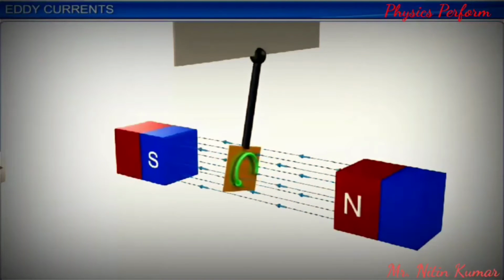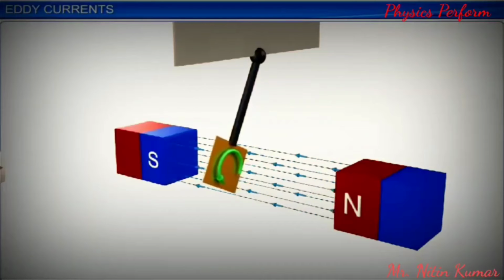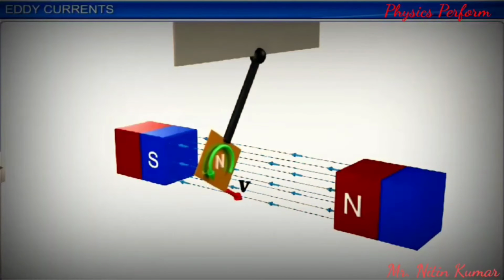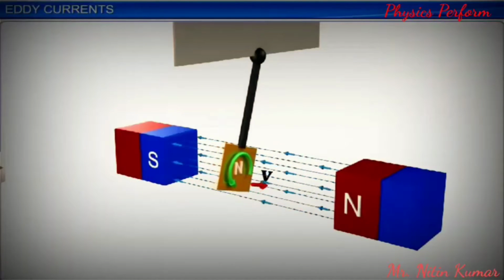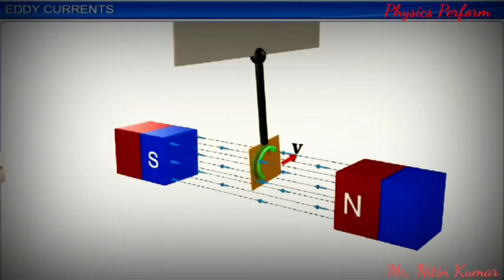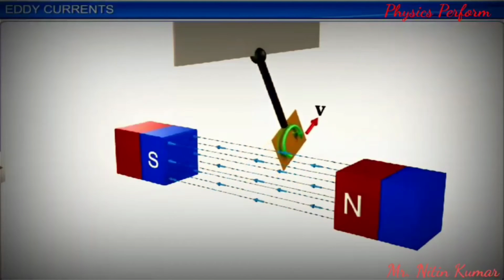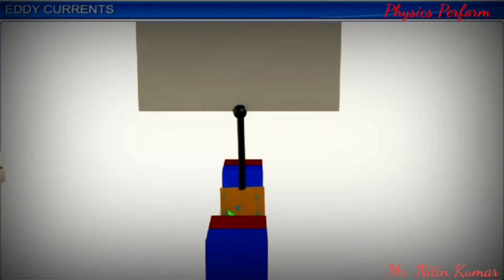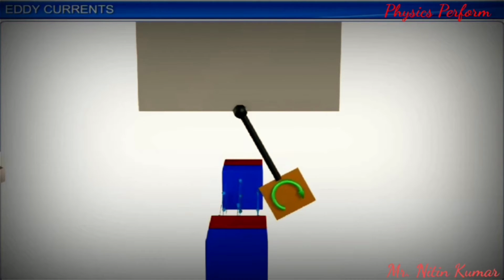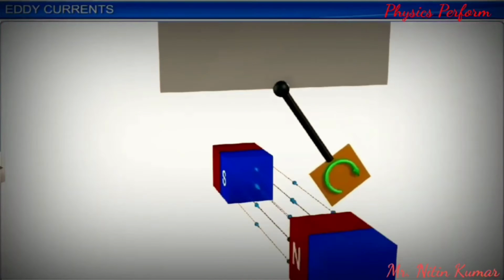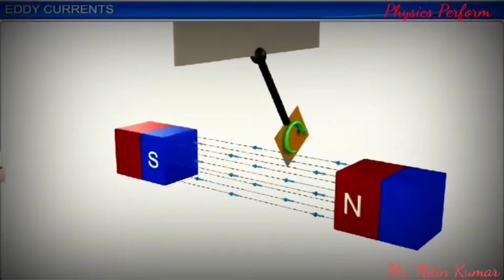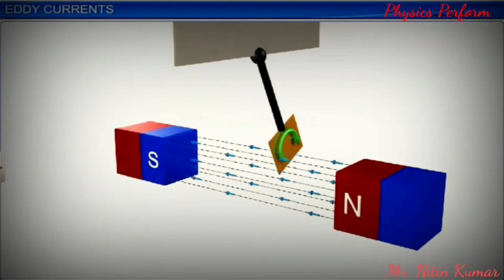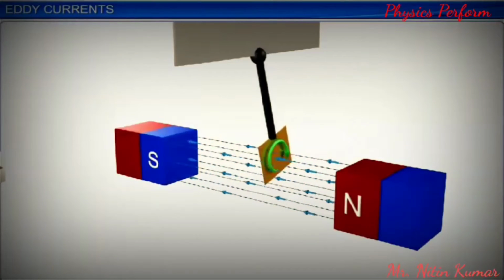Hence, by Lenz's law, the induced current must provide effective magnetic poles on the plate that are repelled by the poles of the magnet. Thus, here a north pole is induced over the surface of the plate facing the north pole of the magnet. As the plate leaves the magnetic field, the external magnetic flux through the plate decreases.